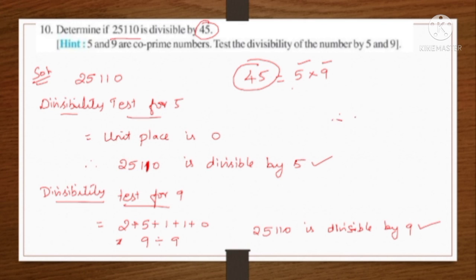Therefore we conclude that 25,110 is divisible by 45. 5 nines are 45. Since 5 and 9 both are co-prime, their product will also divide that number. So this is the answer for sum number 10.